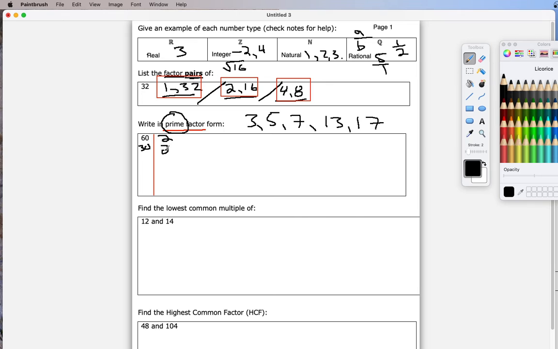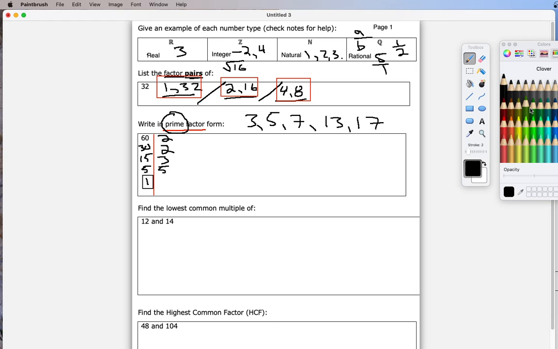30 divided by 2 is 15. The next number I can divide by a prime number is 3. So 15 divided by 3 is 5. And finally, 5 divided by 5 is 1. And that's where we stop. So when you have a 1 here, we can stop.